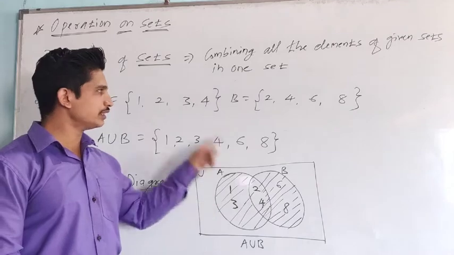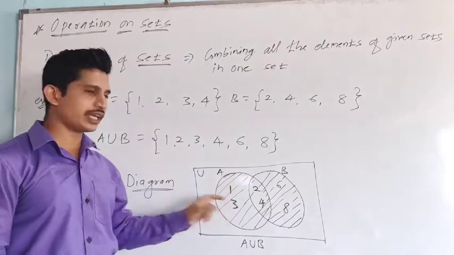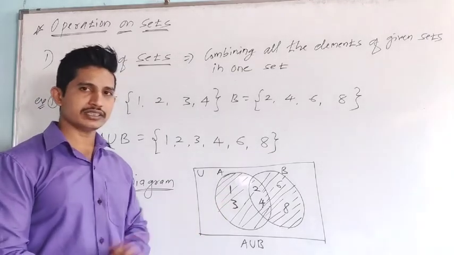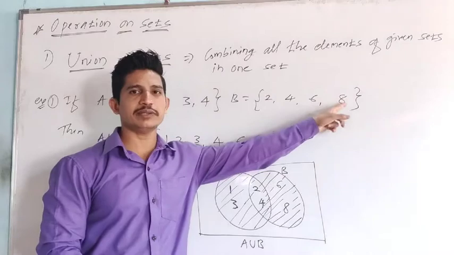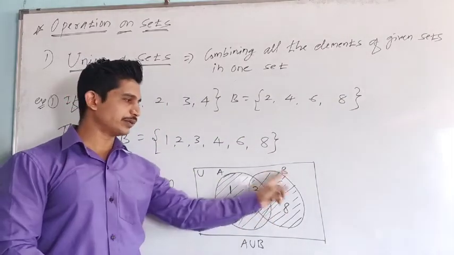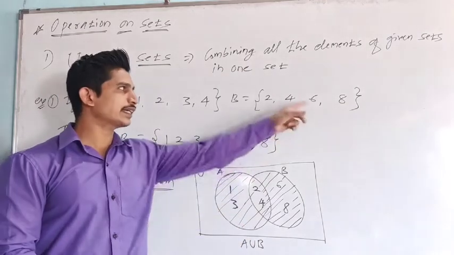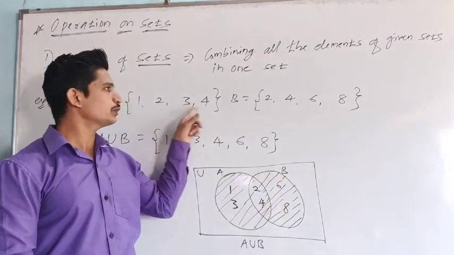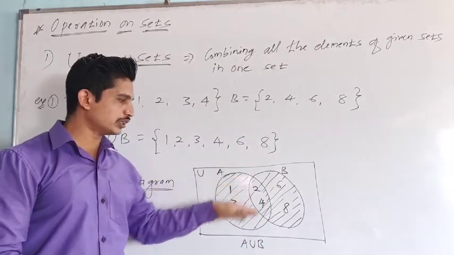Now leaving this 2 and 4, 1 and 3 is there, so write 1 and 3 in A. Leaving 2 and 4, what remains here? 6 and 8 remain, so write 6 and 8 in set B. So 1 and 3 in set A, 6 and 8 in set B, and 2, 4 are common, so write them in the common place.